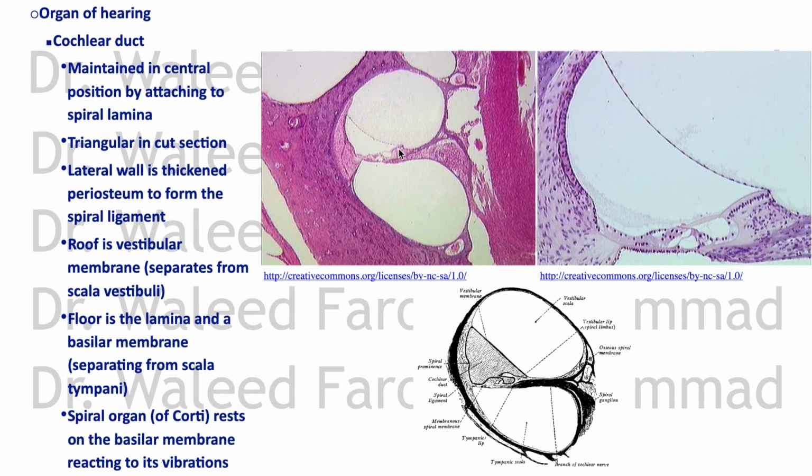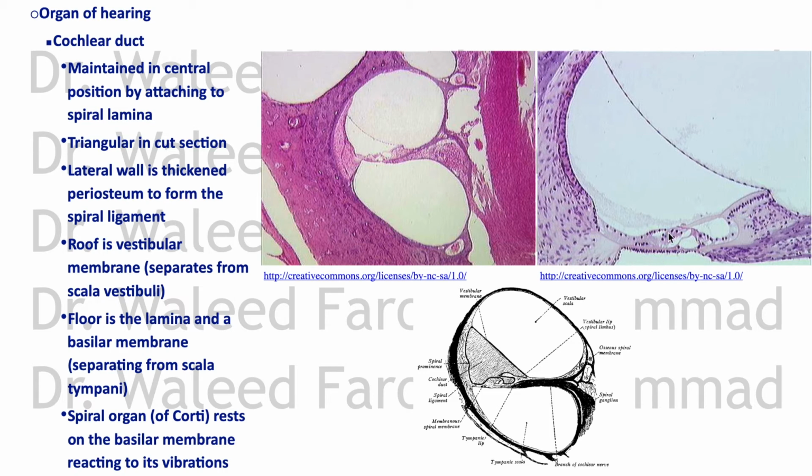You see, one side of the tube is called the vestibular membrane that separates the scala media from the scala vestibuli, and this is the one that actually vibrates and conducts to the basilar membrane. This is the basilar membrane, extending from the spiral lamina, coming from the modiolus, to the lateral wall. See that? This is the basilar membrane.